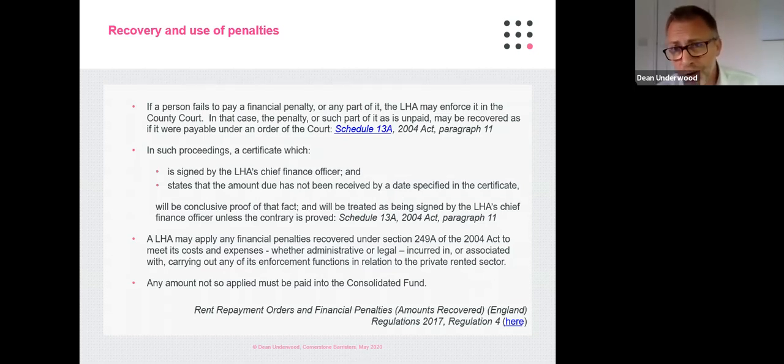And perhaps importantly for many local housing authorities, and this is not a factor which should feature in their decision to prosecute or penalise, but nonetheless, monies that are recovered by way of financial penalties may be put to use by the local housing authority to cover its costs and expenses under parts 2 and 3 of the 2004 Act, and of carrying out its enforcement functions in relation to the private rented sector. And so by contrast with fines that are imposed in the magistrates' court, local authorities are able to keep the money that results from the commission of a prescribed housing offence. Any amount that is not so applied, however, has to be paid into the consolidated fund. And for those provisions, you need to look at the 2017 regulations, which I've included for you on the bottom of this slide.